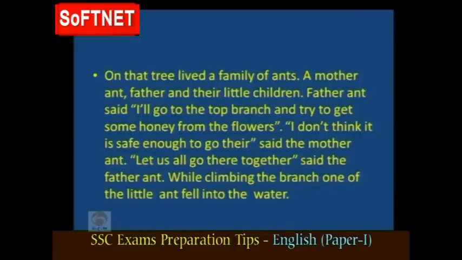Now look at the dialogues. So on that tree lived a family of ants, a mother ant, father, and their little children. Father ant said, I will go to the top branch and try to get some honey from the flowers. I don't think it is safe enough to go there, said the mother ant. Let us all go together, said the father ant. While climbing the branch, one of the little ants fell into the water.